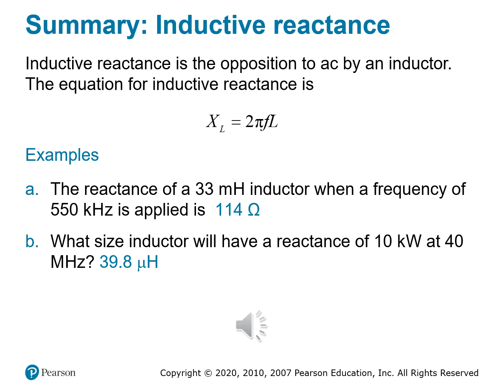Let's look at example B. We're going to reverse this. You're told the desired reactance, 10 kilo ohms, so it responds like a 10 kilo ohm resistor. The frequency is 40 megahertz, and you want to solve for the inductance. We can rearrange the equation: L equals X sub L divided by 2 pi f. Plugging in the numbers, 10,000 divided by 2 times pi times 40 times 10 to the 6, we get 39.8 microhenries. So to achieve 10 kilo ohms of impedance at that frequency, you need a 39.8 microhenry inductor. That's a very typical value for RF circuits.